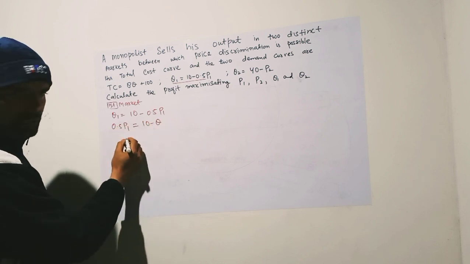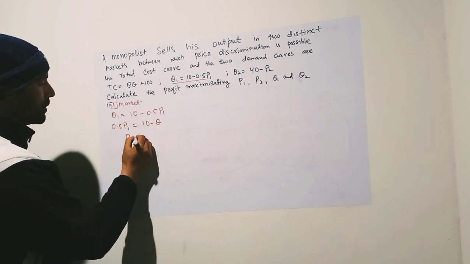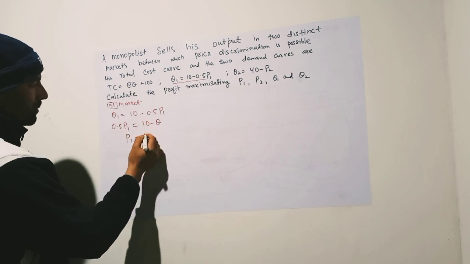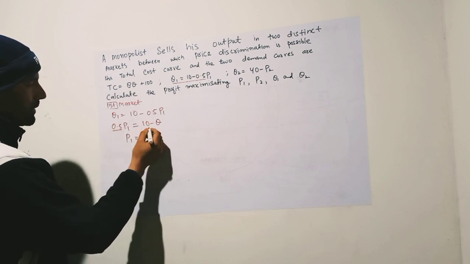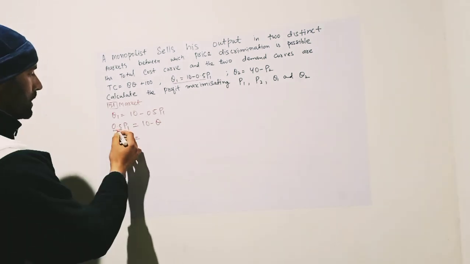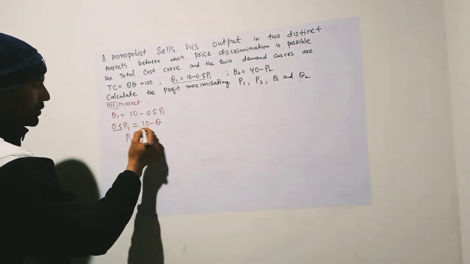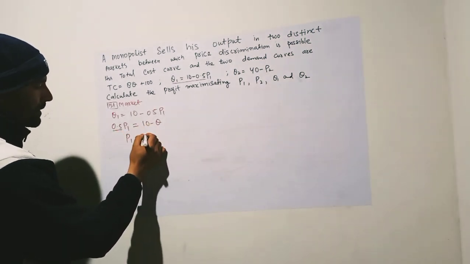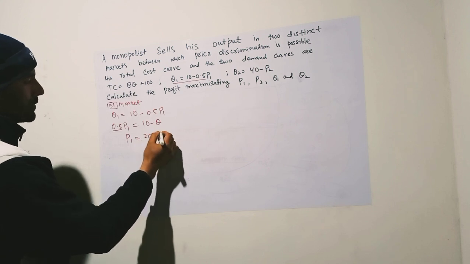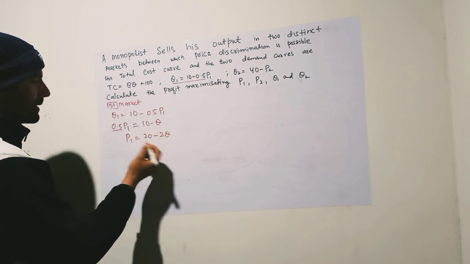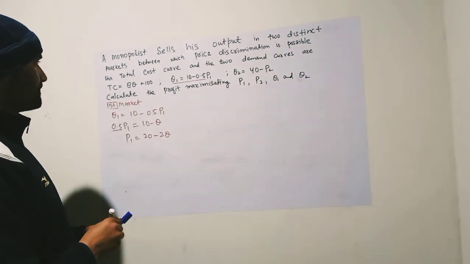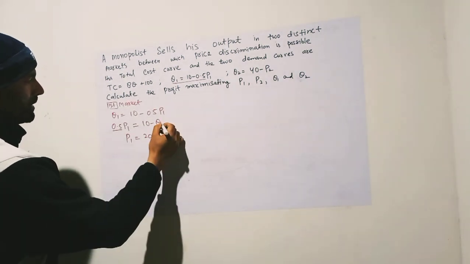0.5 means 1 upon 2. So I can write p1 is equal to 10 upon 0.5. If I transpose this 0.5, it will get divided to each of these terms. So 10 upon 0.5, it will become 20 minus 2q. This is our market demand function in the first market.